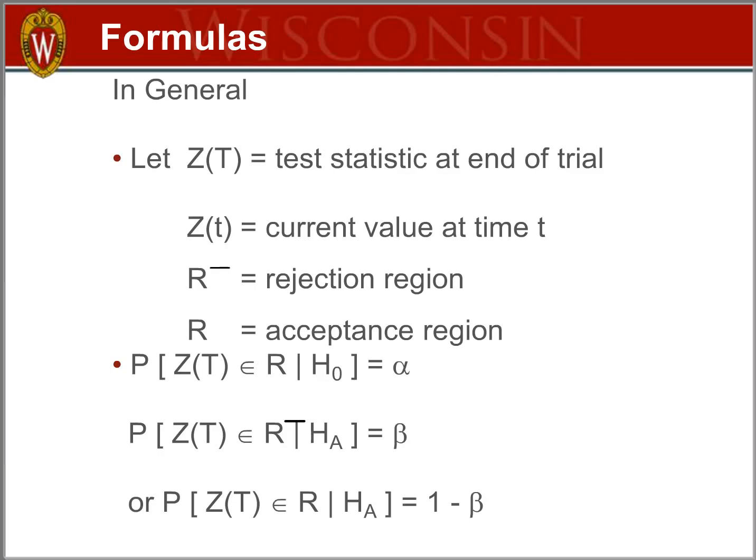Typically, you have a test statistic, Z sub capital T, at the end of the trial when the trial is over. You have a current statistic, Z of T, whatever the results are on the standardized scale now. You have a rejection region, R, and you have an acceptance region, R bar. The way things normally work is the probability of being in the rejection region under the null hypothesis is alpha, your type 1 error or false positive rate. Your probability of being in the acceptance region, given that the alternative is true, is a type 2 error, or beta. Of course, 1 minus that is power.